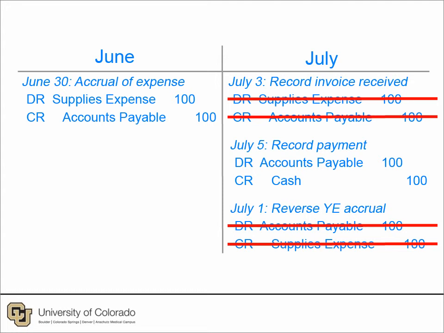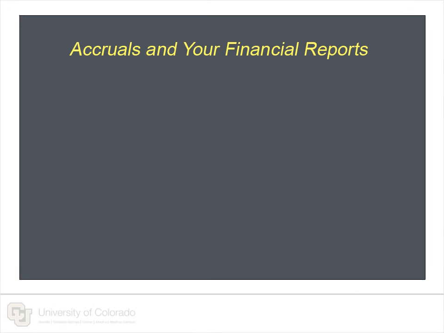So, reversing the accrual didn't reverse the expense in June. In actuality, it reversed the recording of the expense in July that was entered when the expense was paid.